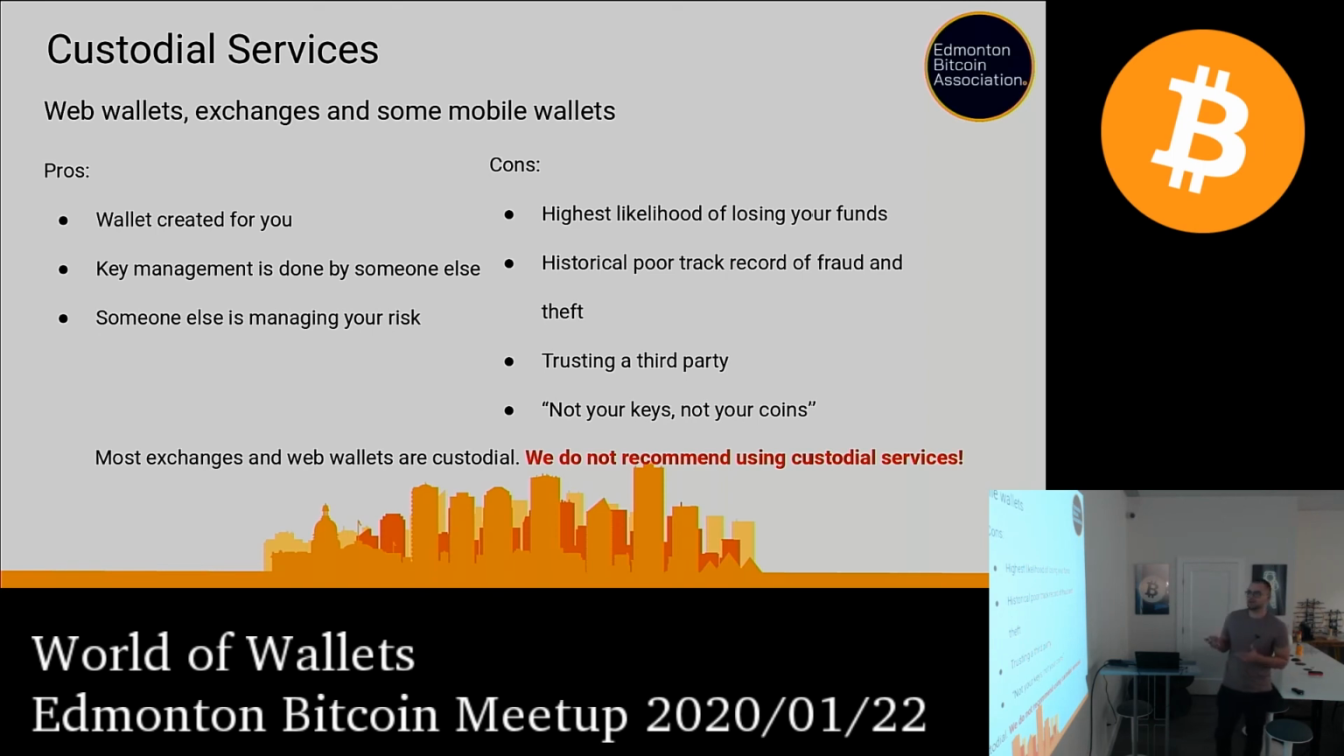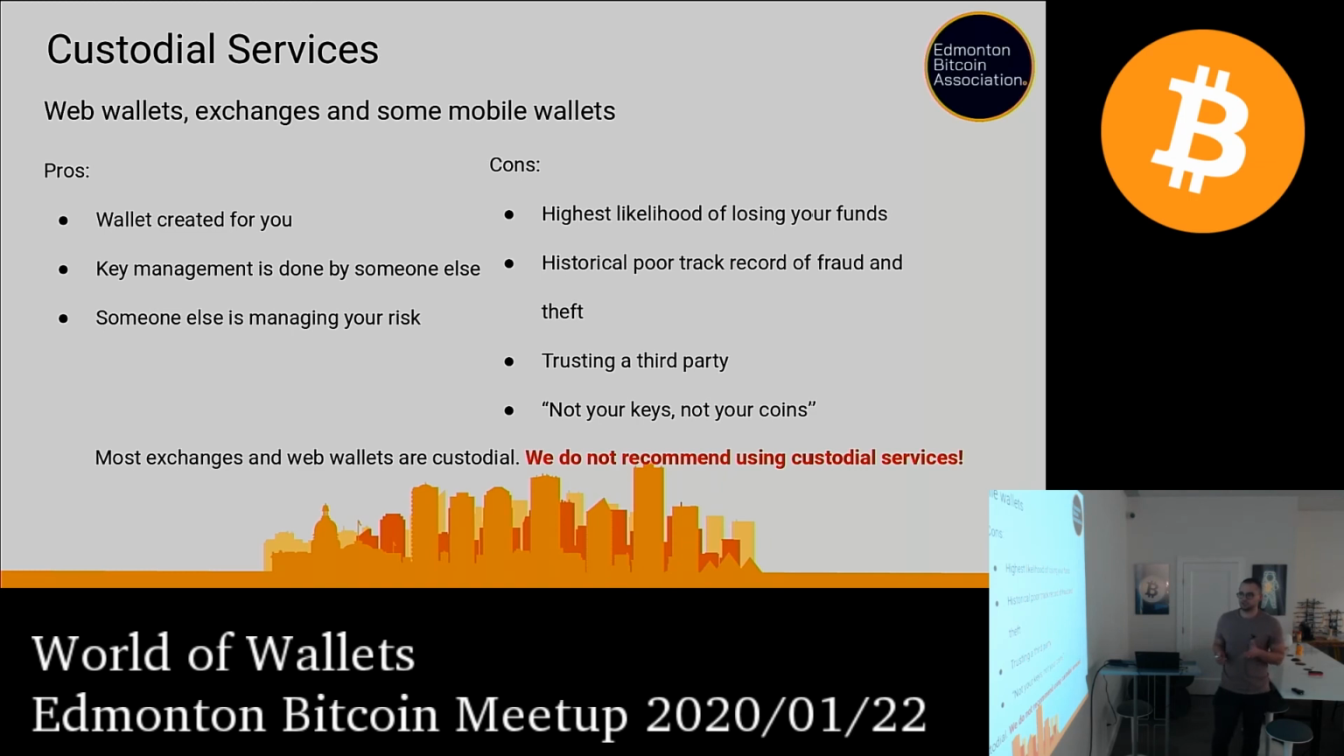Obviously, on the con side, it brings with it a really high likelihood of losing your funds. It has a really poor historical track record of fraud and theft. The biggest recent example would be Quadriga. If you left money on exchange, well, they have the keys to those funds. If something happens to that company, then that Bitcoin is gone. You're not getting it back. You essentially have to trust whoever you're leaving your Bitcoin with, that they aren't going to do something with it.